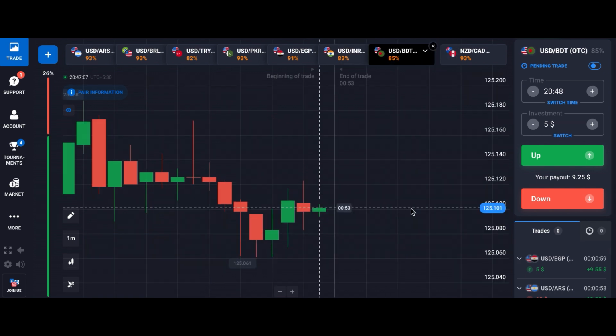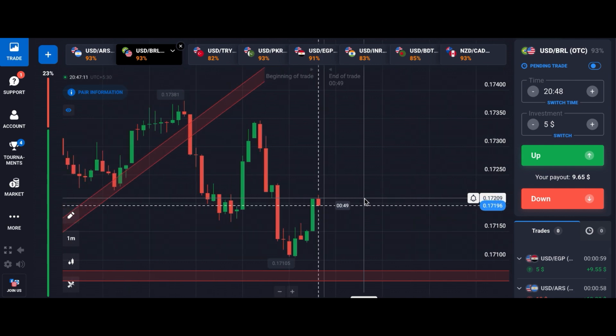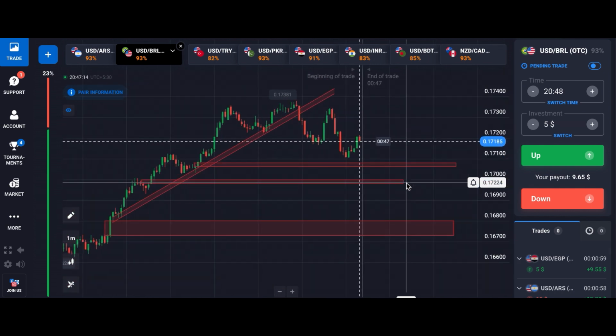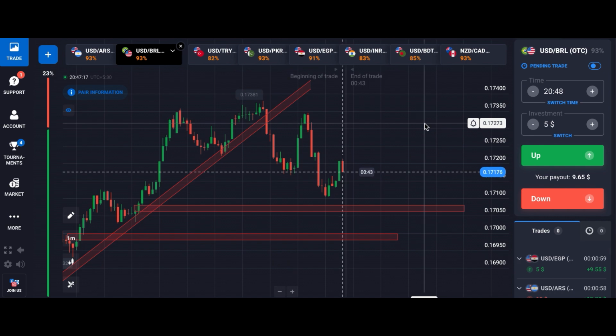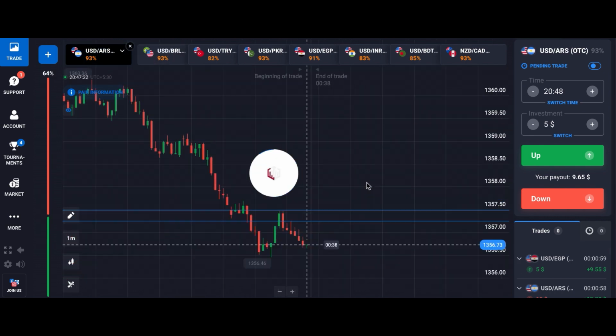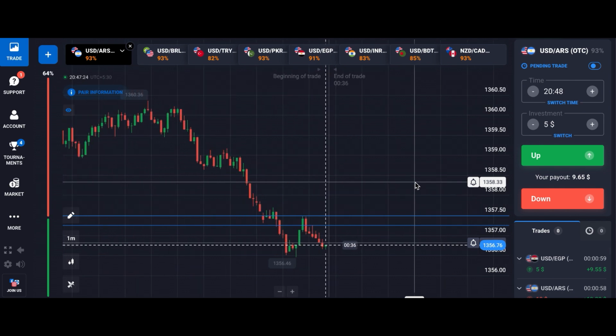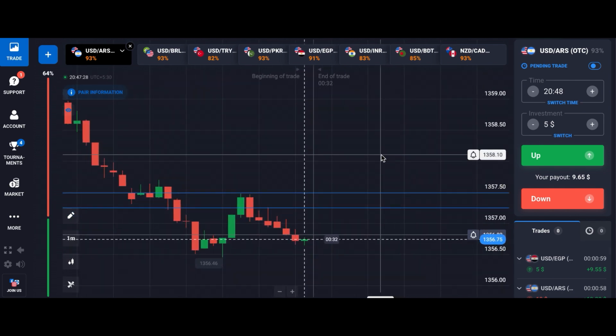As I told you, always make your own setups and then wait for the price to reach those setups. When price reaches those setups, then execute your trades. That will give you a huge profit.